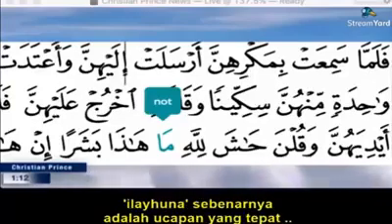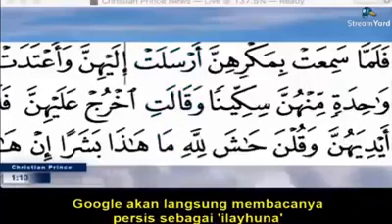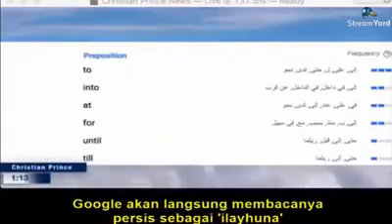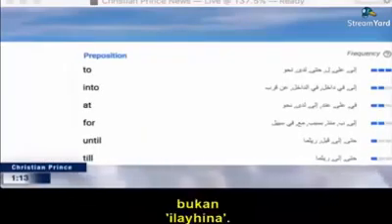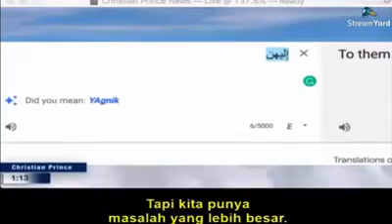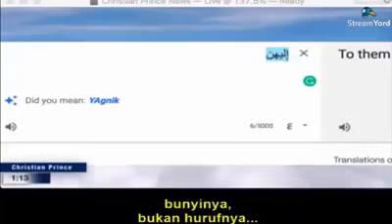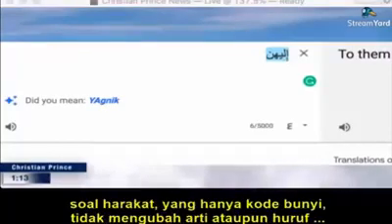The letters reading ilayhunna actually is the correct way, and this is why if you put it in Google as it is without tashkil, Google right away reads it exactly as ilayhunna, not ilayhinna, because this is the correct way. But we have a bigger problem. As long as it's very sensitive for the Muslim to accept Quran reading if you change the sound, not the letters. The sound, the tashkil, which is just a sound, is not even changing the meaning, changing letters. So how do they accept this garbage here?